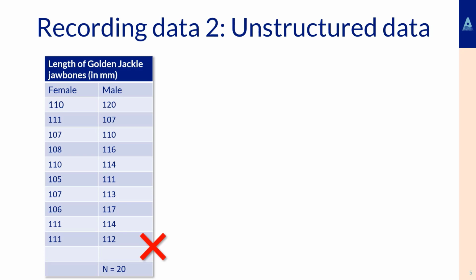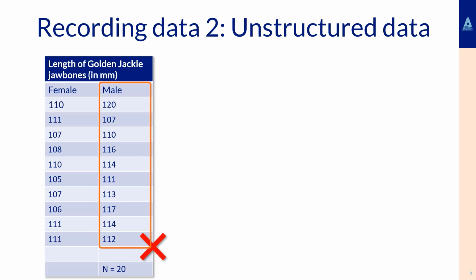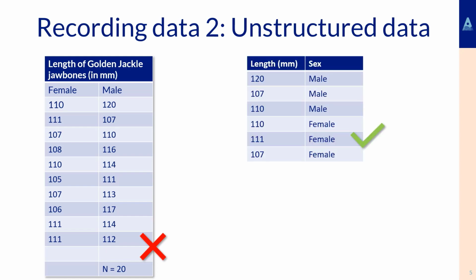Now this data has been pre-processed by someone, so it's not in the proper data structure for carrying out statistical analysis. What I mean by that is that each column is not a separate variable and each row is not a separate subject. If we take an example, we can see that this column is jawbone lengths, and this column is also jawbone lengths, and this row does not represent one subject but two subjects. So we need to reorganize the data so that we have two columns, one for jawbone length and one for sex, and that looks as follows. And this is the proper data structure.